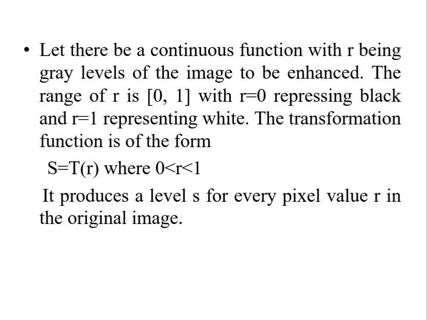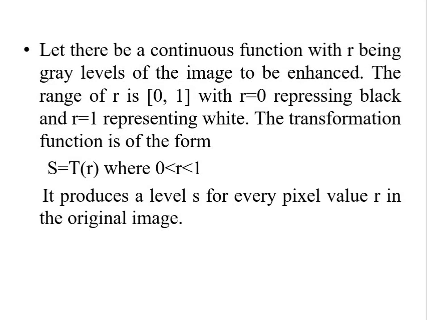Consider for a moment continuous intensity values, and let the variable r denote the intensities of an image to be processed. As usual, we assume that r is in the range from 0 to L minus 1, with r equal to 0 representing black and r equal to L minus 1 representing white. For r satisfying these conditions, we focus attention on transformations, or intensity mappings, of the form s equals T of r, where r lies from 0 to L minus 1.